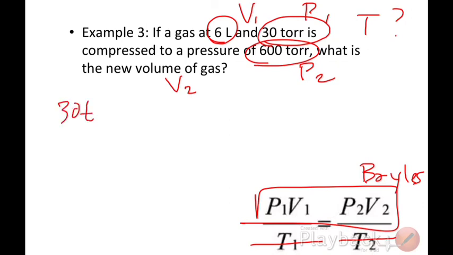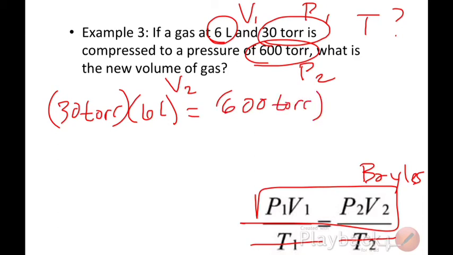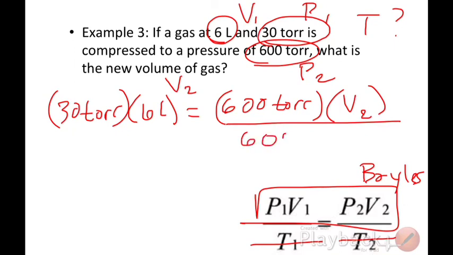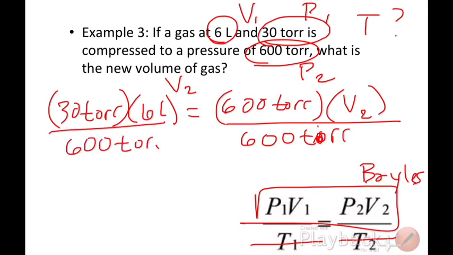So 30 torr times 6 liters equals 600 torr, and we're looking for volume 2. We divide by what is stuck to volume 2. That, I swear, says torr. Divide by 600 on both sides of the equal sign. Then we get to cancel. That cancels because 600 divided by 600 is 1, and torr divided by torr is nothing.